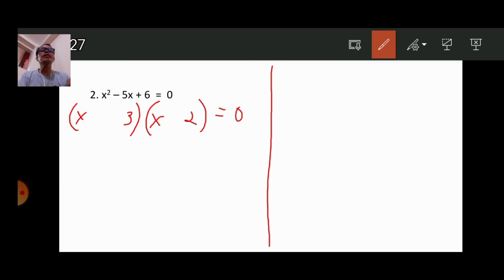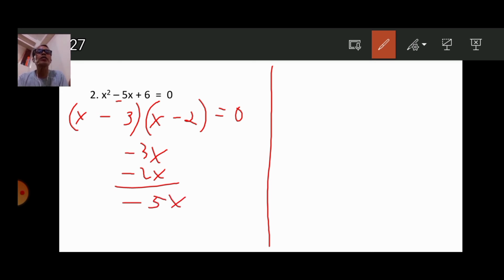And since the middle term is negative and the last term is positive, it means that all the factors of 6 are negative. So if you multiply, negative 3 times x is negative 3x. x times negative 2 is negative 2x. If you add, you will have negative 5x, which is the middle term. Okay?